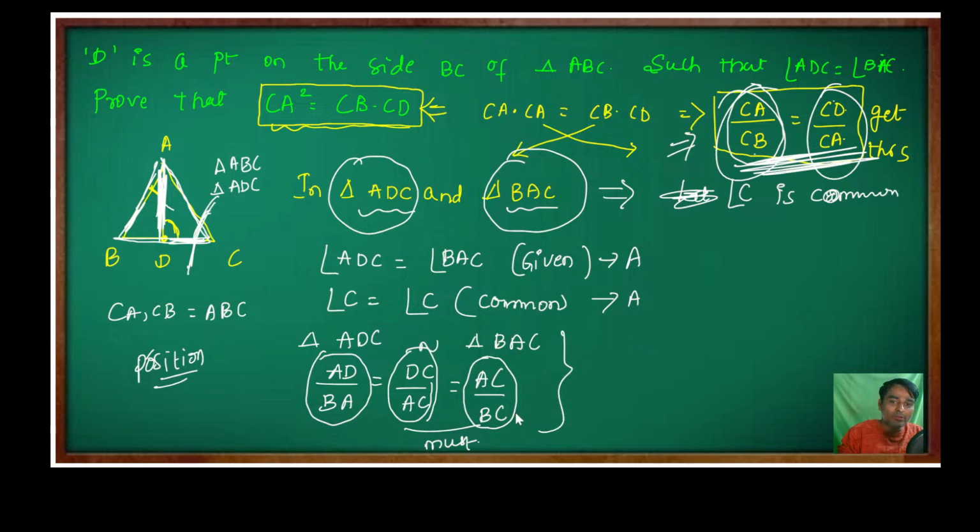Now simply equate the needed one. What is needed for us? Needed is DC by AC equal to AC by BC. Cross multiply. DC into BC will be AC square. Hence the proof. This is what you needed. Hence the proof. Finish.